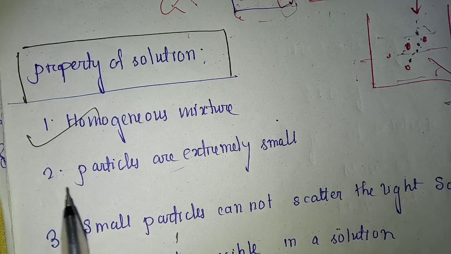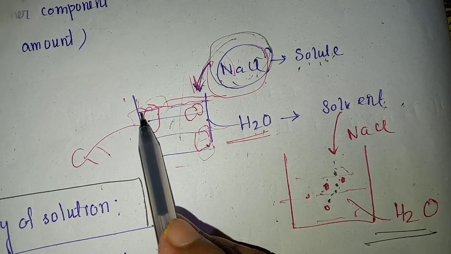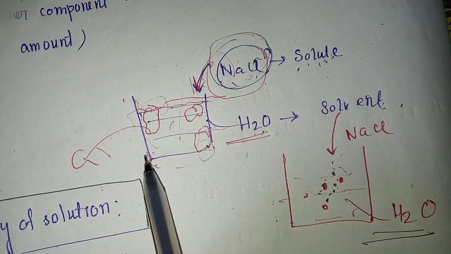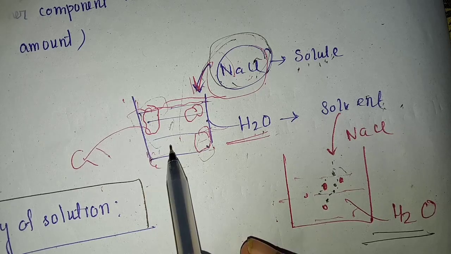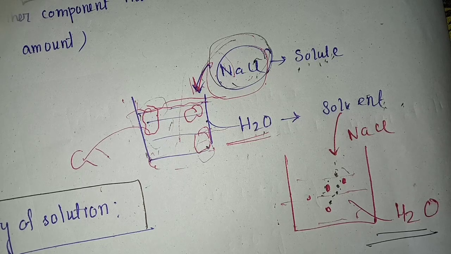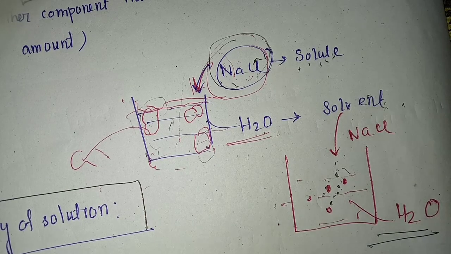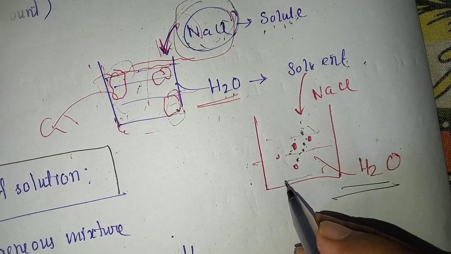It is my first point, and my second point is that particles are extremely small. Now guys, remember one thing. It is the basic criterion of a solution that the size of the particles is extremely small. If the particles are not small, then it will not form a solution. It will form a suspension or a colloid, which is also a type of mixture, but it is not a solution. So what makes the difference? The difference is made by the size of the particles. Now just understand this with an example.